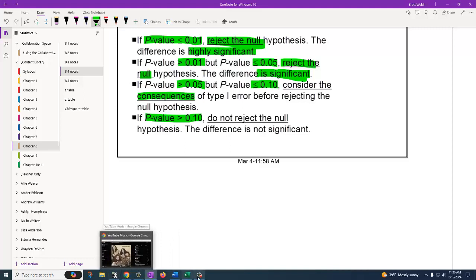However, if p-value is ever greater than 0.1, we're always going to not reject the null hypothesis because it's just not significant enough. So that is what we do when we don't have an alpha given. If p-value is greater than 0.1, we're not rejecting anything. We need more convincing data.